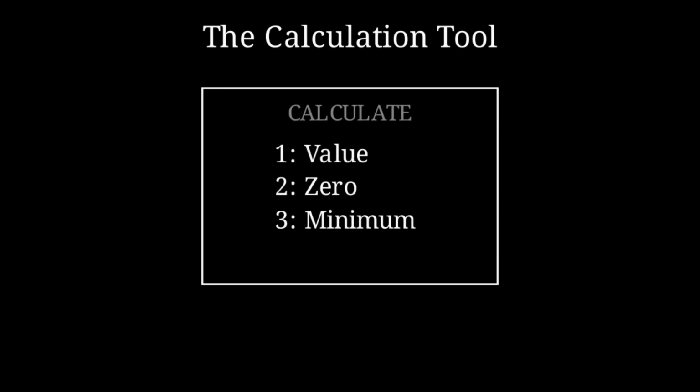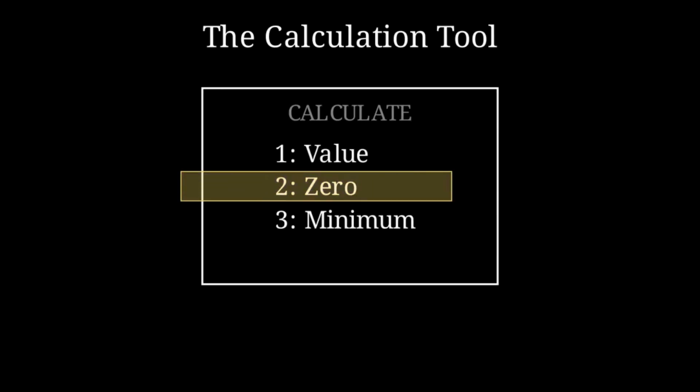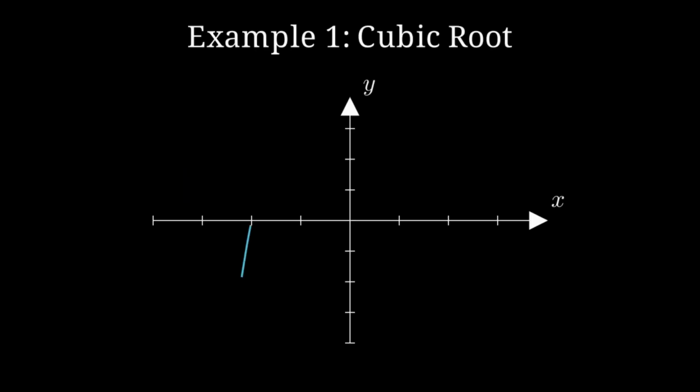Select the Zeroed tool. This automated feature is much more accurate than simply tracing the cursor along the line, providing decimal precision for irrational roots. Let's look at a cubic example. By graphing y equals x cubed minus 4x, we see 3 distinct intersections. The calculator identifies these zeros at -2, 0, and +2. These are our 3 solutions.